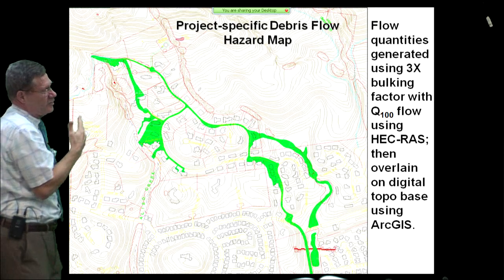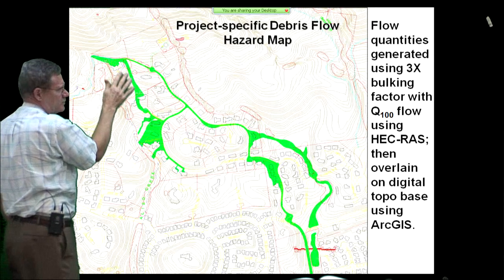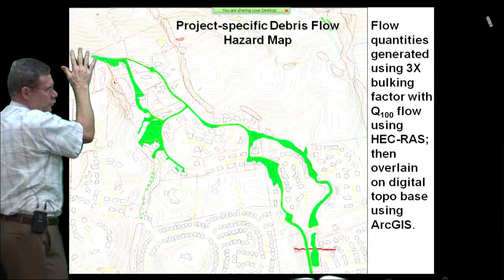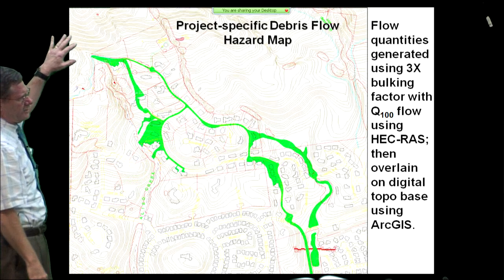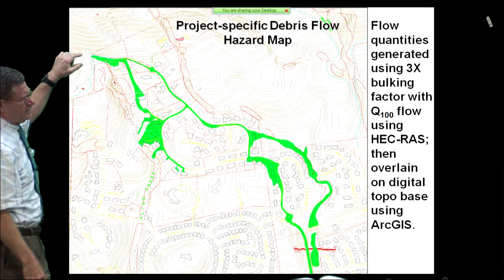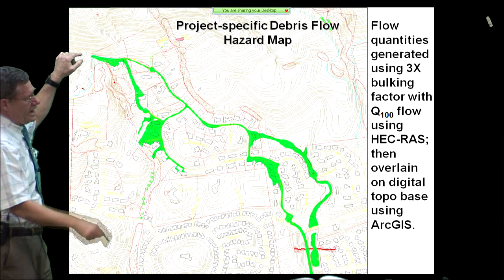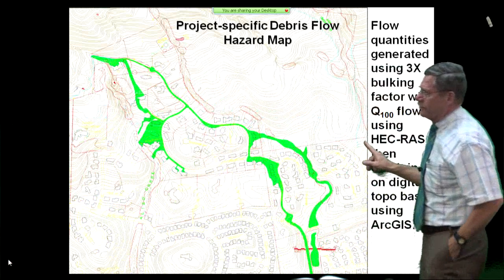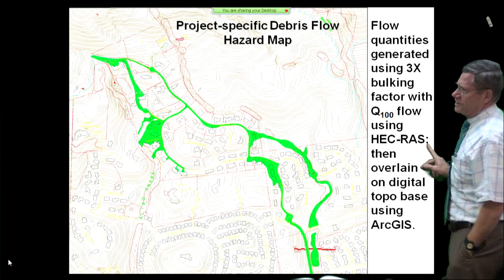So that made everybody nervous, and so the city said to us, well, where could these things go if we had a real event? Because this wasn't the stuff that triggered these, it was pretty small stuff. And I said, okay, well, we can do this with HEC-RAS. HEC-RAS is the Hydrologic Engineering Center, Corps of Engineers, River Analysis System.